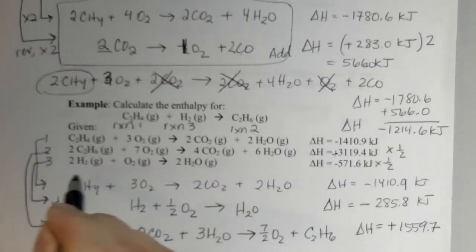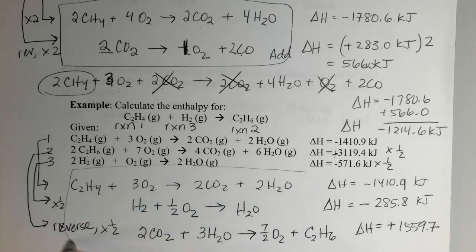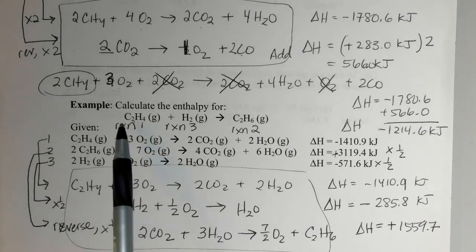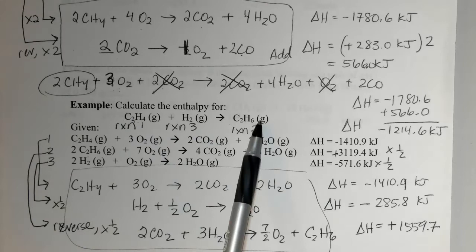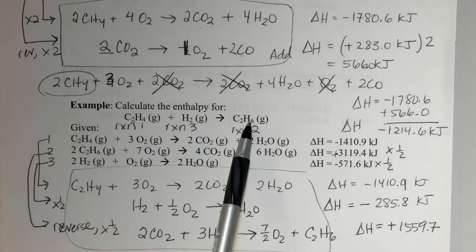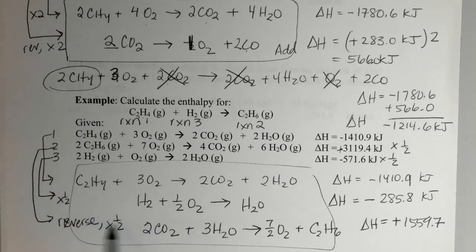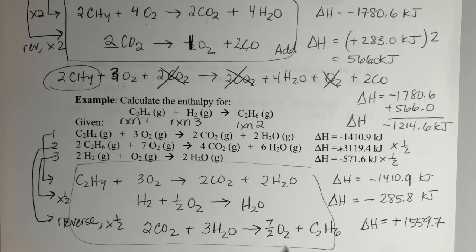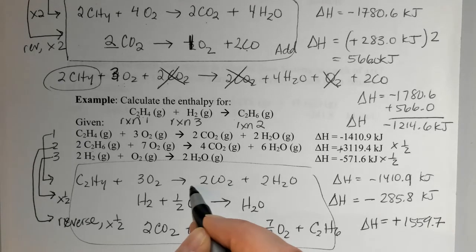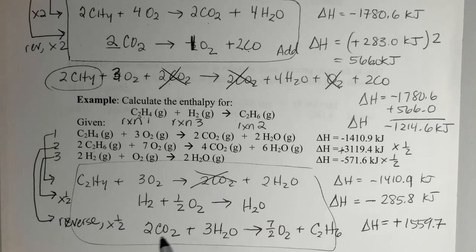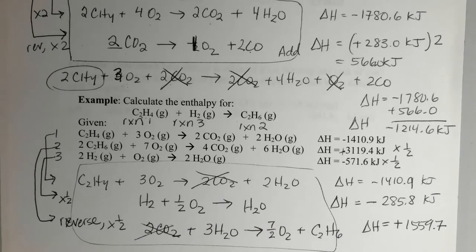So when I take my new equations and add them together, hopefully I'm going to get the same as my target equation up top, the ethene plus hydrogen to make ethane. So some things should be canceling out here. I see the 2 carbon dioxides here on the product side and here on the reactant side. So those will cancel out.